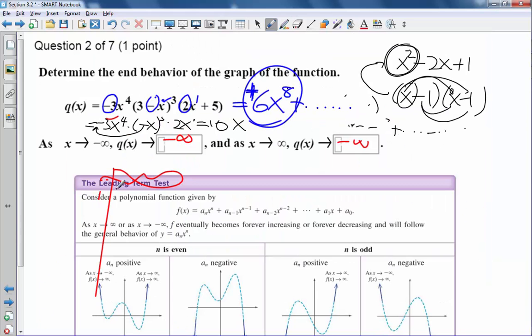That means this function will be going, on the far left side, up and up and up, to positive infinity. On the right side it is positive infinity as well. Correct? Because that's how x to the 8 behaves. Both ends infinity. Agree? Is it clear? I just want to make sure.